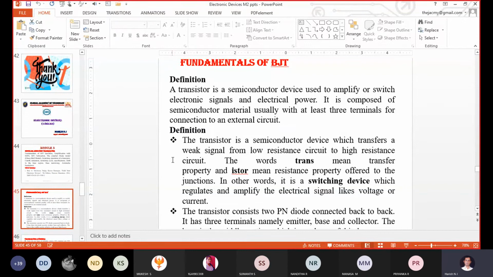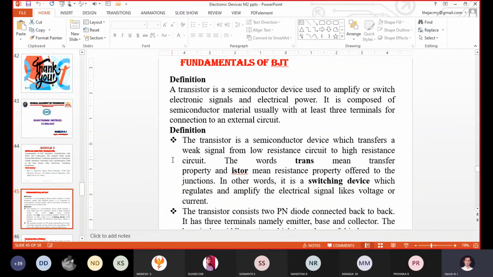Bipolar junction transistor means both types of charge carrier we require for the conduction of that particular element, both electrons and holes. In that, one is majority and one is minority, that is no problem, that is secondary, but we require both types of charge carrier for the conduction of that element. Such devices we call a bipolar junction transistor.